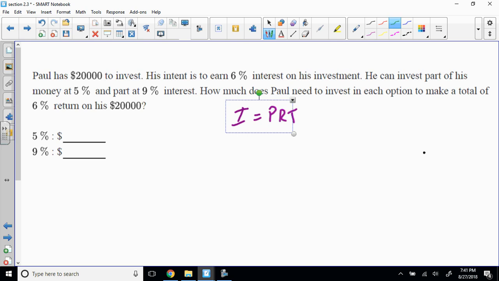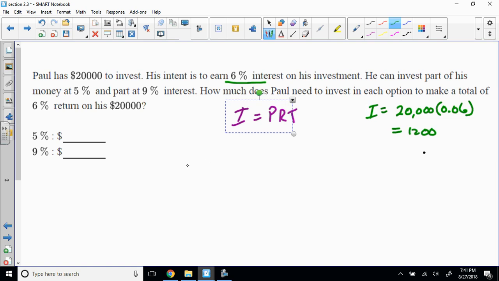But it's I equals PR, because T is nothing. Now, they want us to invest $20,000. His intent is to earn an overall 6% interest on his investment. Well, the interest you have to do I is 20,000 times 0.06, right? So what does that give me? 1,200, right? So basically, he wants to make $1,200. Would y'all agree? 20,000 times 0.06, like 1,200 bucks.